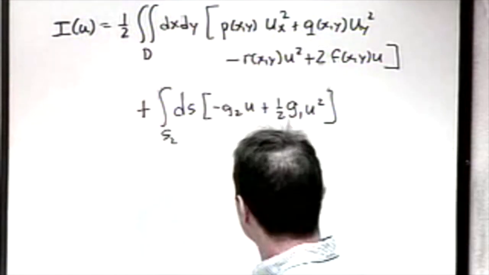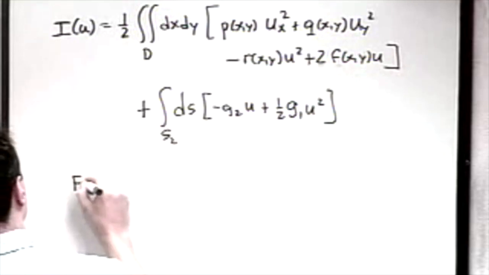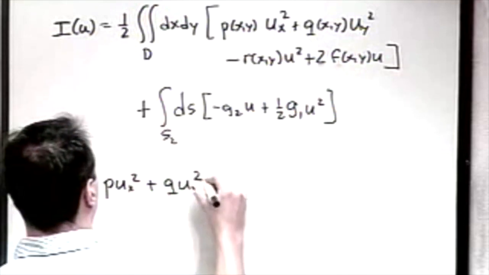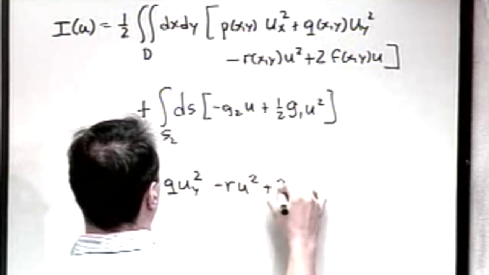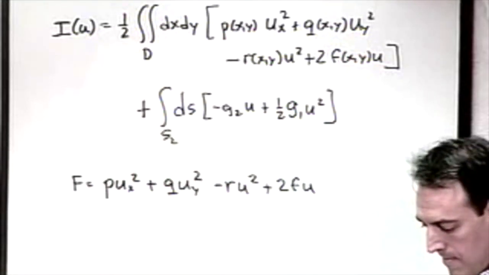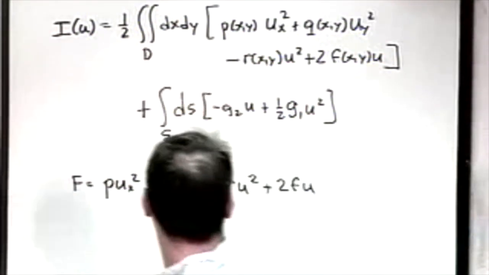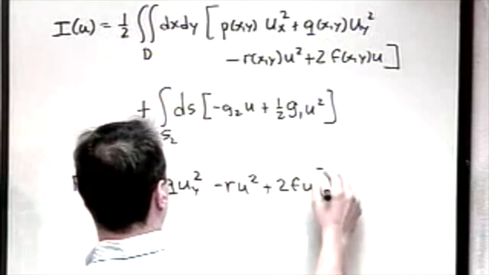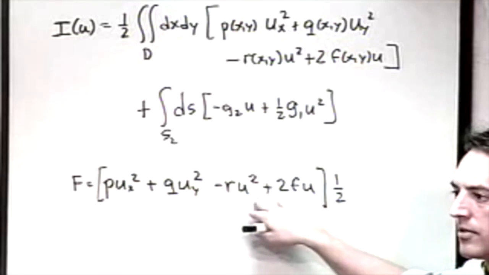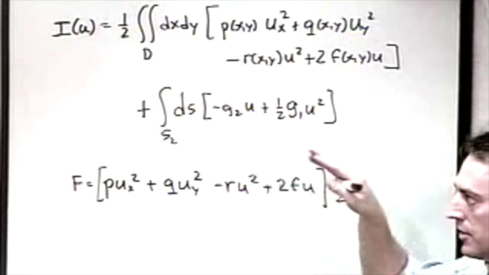Okay? So how do you get this thing? Well, the idea then is, this is your f, this interior portion here. So your f in this thing here is p u_x squared plus q u_y squared minus r u squared plus 2fu. Now, the claim is then, oh, and there's a factor of 1/2 out front of all this stuff. I'll put it behind. The claim is that that f, when you take its variations, gives the integral formulation of the problem.